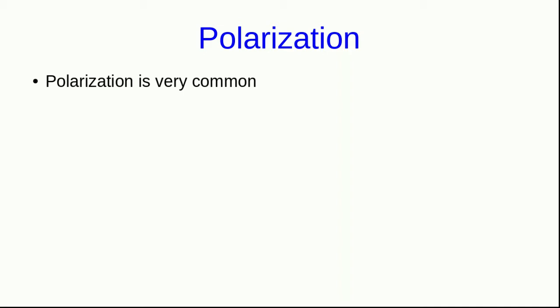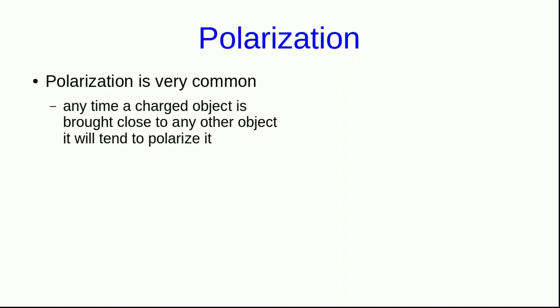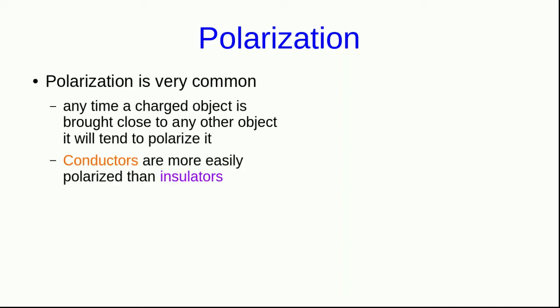Polarization just refers to separation of charge within an object, and it's a very common phenomenon. Anytime a charged object is brought close to any other object, it'll tend to polarize that object. Note that conductors are more easily polarized than insulators. I've only shown you how to polarize conductors. I haven't explained polarization in insulators yet. I will in a moment.